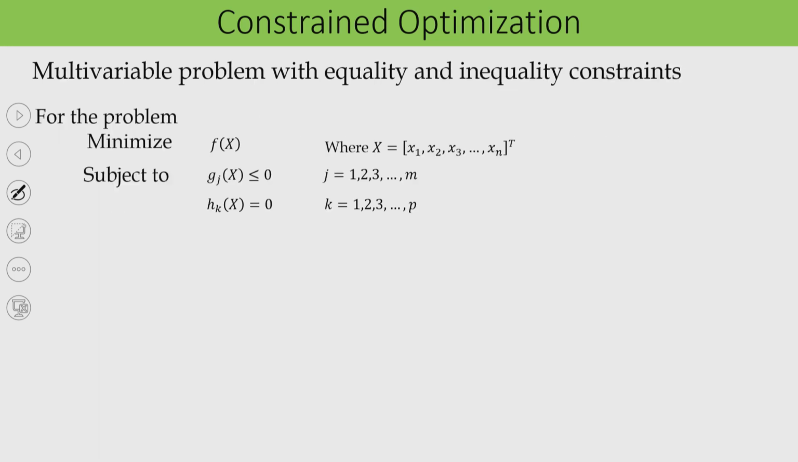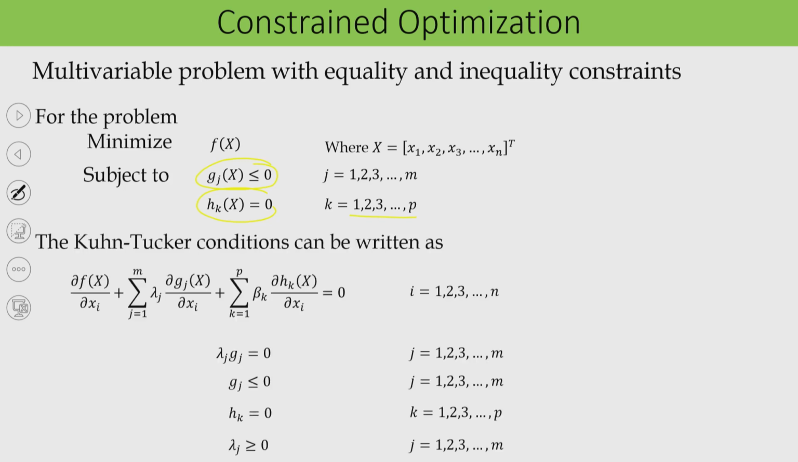Now, if you have a problem with equality constraints also, we have discussed the inequality constraints, and if you have equality constraints, suppose k equal to 1 to p, so p number of equality constraints along with the inequality constraints, in that case I can write the Kuhn-Tucker conditions like this.